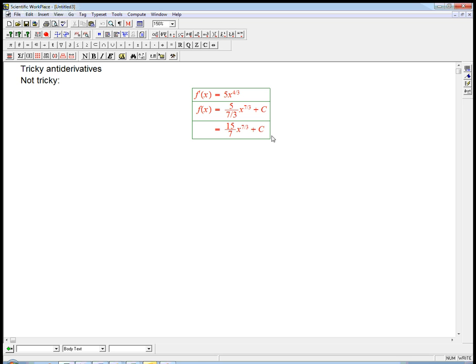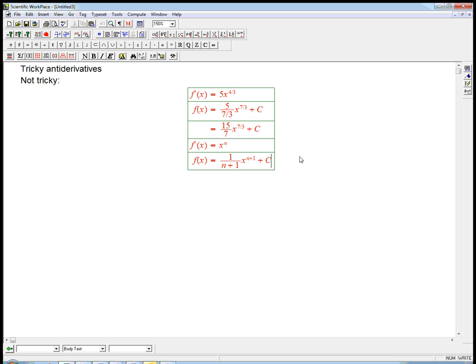I do that not because it's the main point of this video, but for comparison. You just add 1. Let's write down the general rule that we've used there. If f prime of x is x to the n, then f of x is going to be x to the n plus 1, you add 1 to the power, but then you divide by n plus 1, and then you add c. This is definitely in the book, but it's good to review.